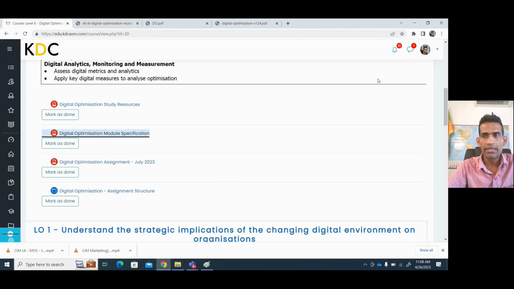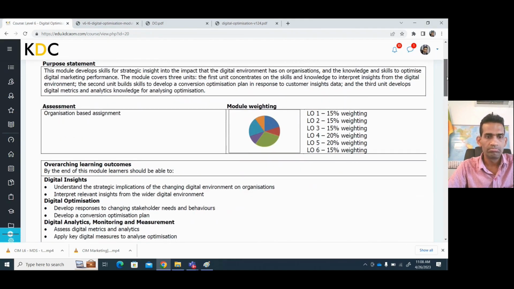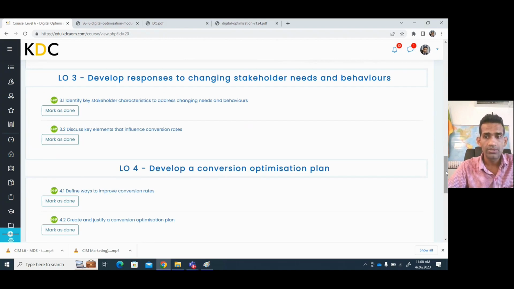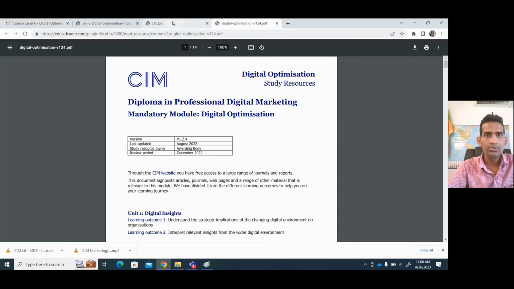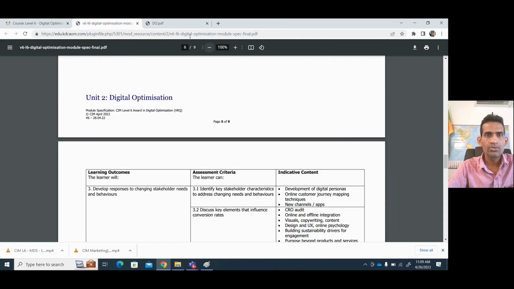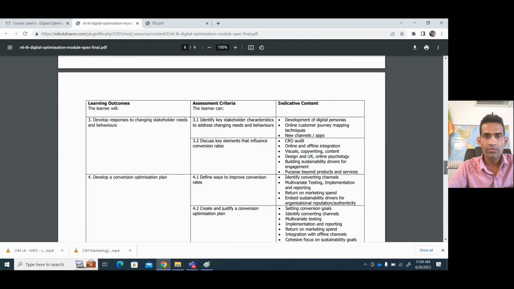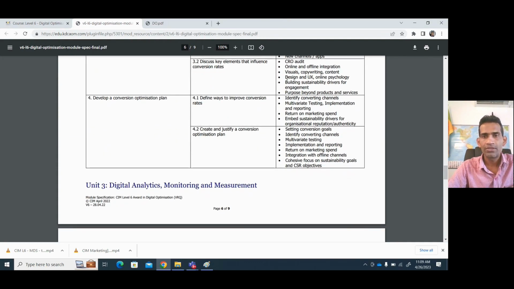Now you all know everything is there in your LMS. Whatever learning materials are already uploaded in your LMS, you can refer to the theories and the content related to the respective areas, which you can use to develop your answer effectively. In this task 2 part B, the assessment criteria where they measure your answer are 3.2, 4.1, 4.2. These are the areas you all have to address for the task 2 part B that we are going to discuss today.